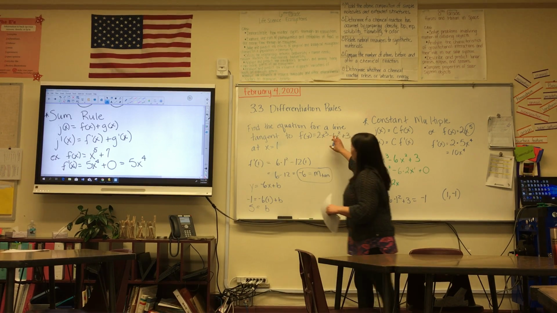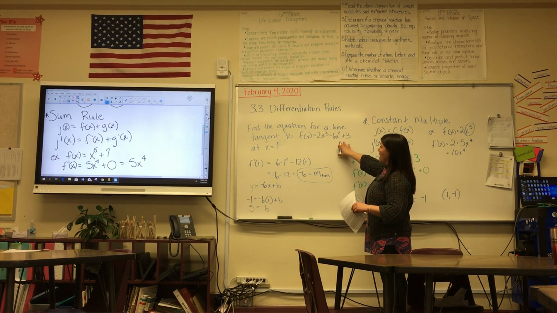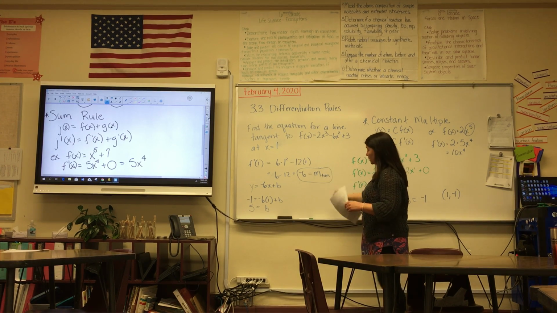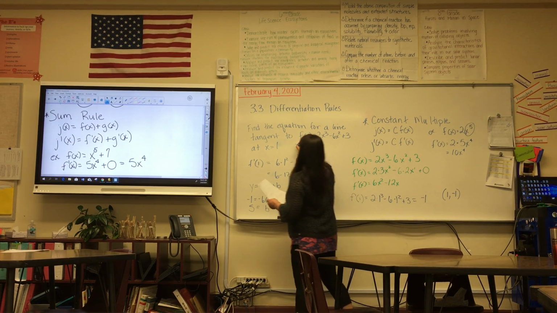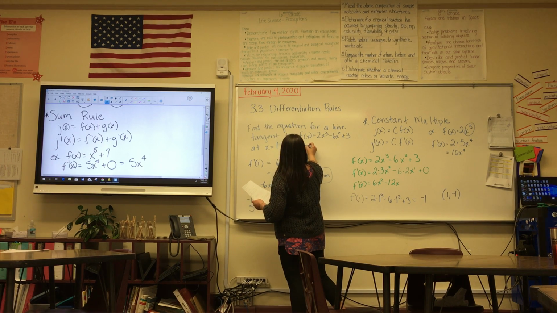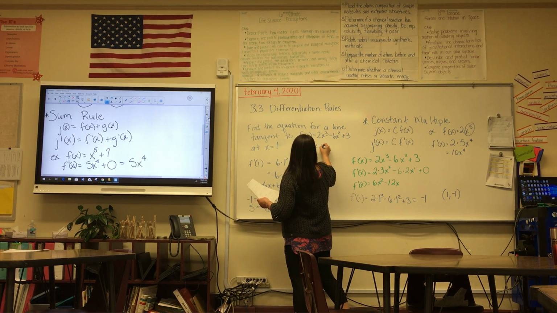Now, the equation for a line tangent to f of x equals 2x to the third minus 6x squared plus 3 at x equals 1 is y equals negative 6x plus 5.